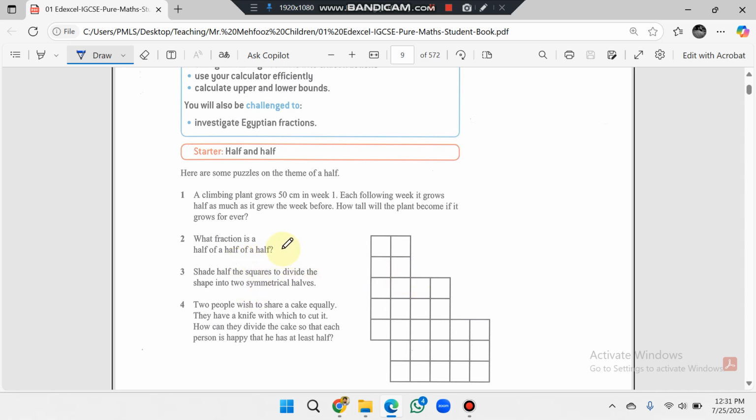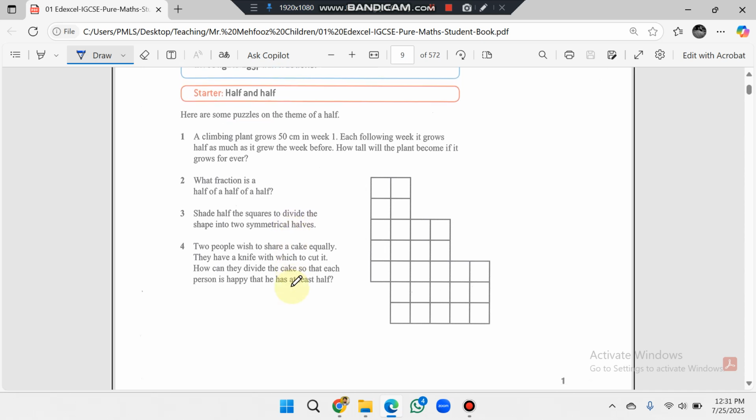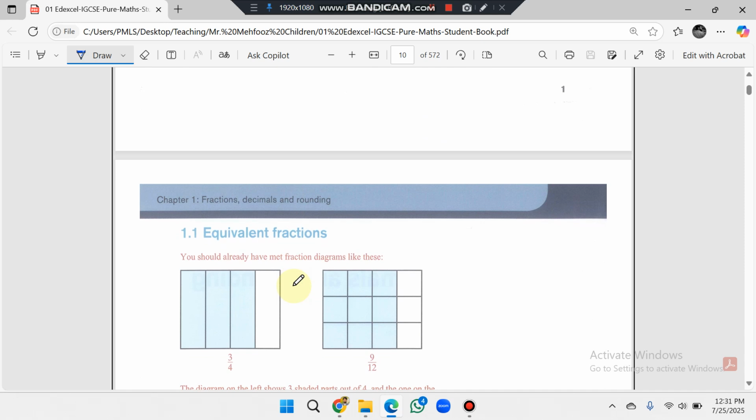This is another question. Third one is shade half the squares to divide the shapes into two symmetrical halves. The fourth one is that two people wish to share a cake equally. They have a knife with which to cut. How can they divide the cake so that each person is happy that he has at least half? Okay, so these are the four questions.